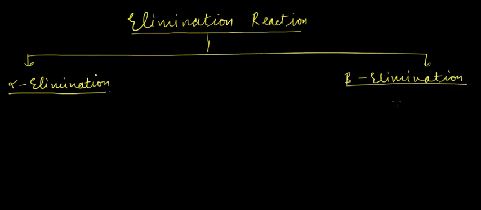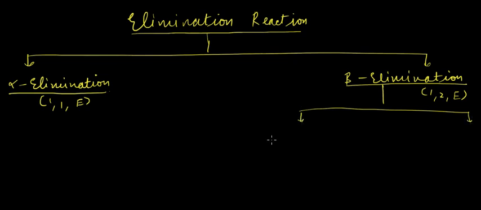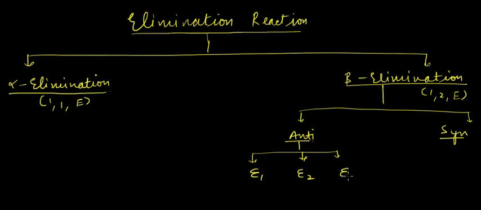Okay. So alpha elimination is also called 1,1E, and for beta elimination, it's also called 1,2E. Again we'll be studying two subtopics in it, which are anti and syn. So anti beta elimination and syn beta elimination. I hope you remember the anti addition and syn addition. For anti elimination, we again divide into three subcategories called E1, E2 and E1CB, and for syn it's only Ei.